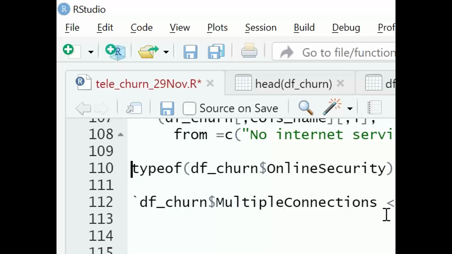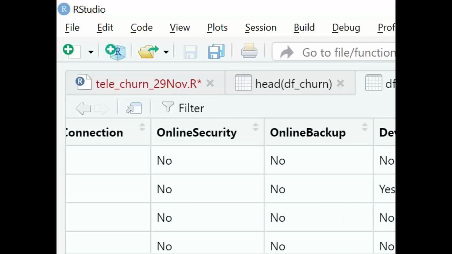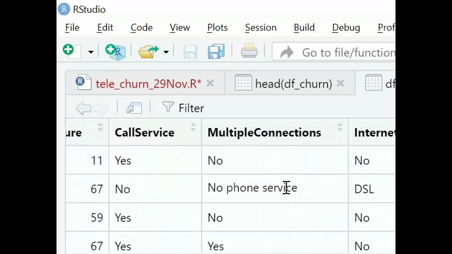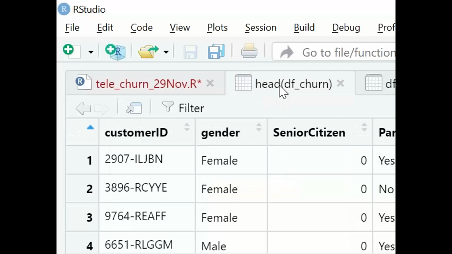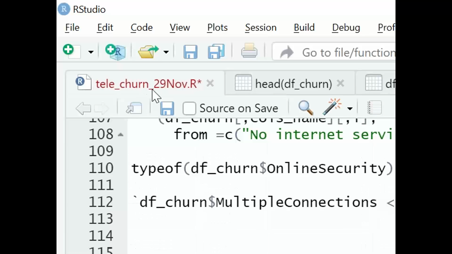Now, similarly, we will make a change in one of our variables, that is multiple connections, right? So you have a variable of multiple connections where it is written no phone service, right? So no phone service means no multiple connections. So instead of having this also as a separate category, we will replace this also with no over here. So we are right now bringing the data in a structured format. So everywhere I've used the same formula, that is map values, which will help you achieve that.